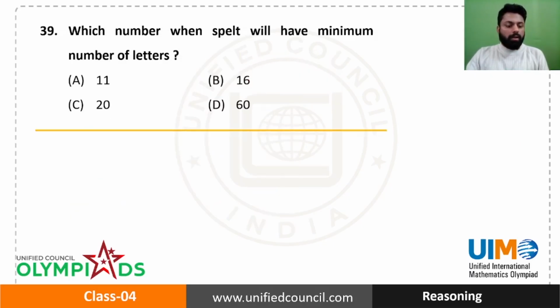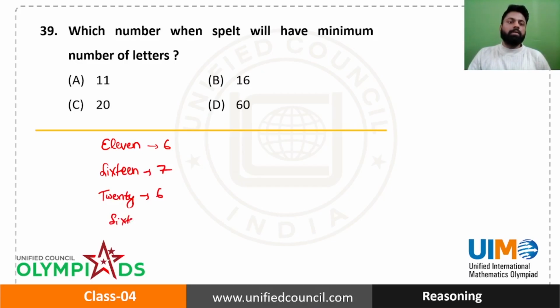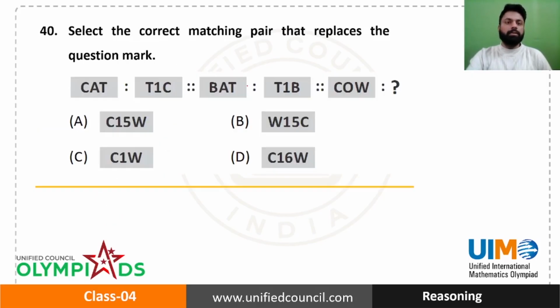Next one. Which number when spelled will have minimum letters in it? ELEVEN, 1, 2, 3, 4, 5, 6 letters. 16, 1, 2, 3, 4, 5, 6, 7. 20, 1, 2, 3, 4, 5, 6. 60. There are 5. So basically D option is the correct answer.